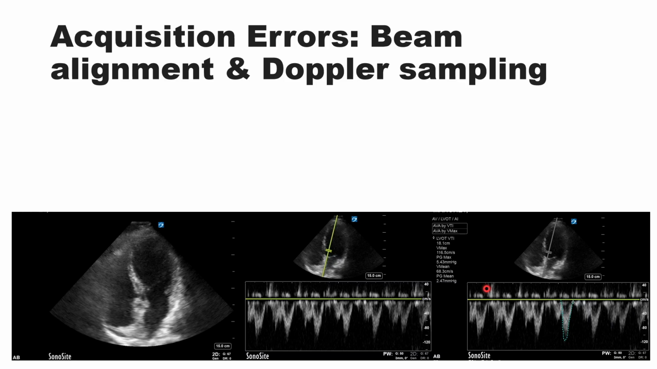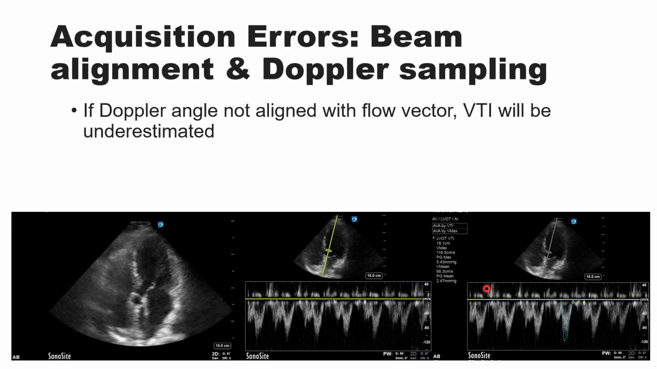The first error that we come across is the acquisition error. What does it mean? So let's get into the images and clips so that we can understand this better. As you can see, this is the apical 5-chamber view. We have got the left ventricle here, the left ventricle outflow tract is here, and this is the aortic valve.